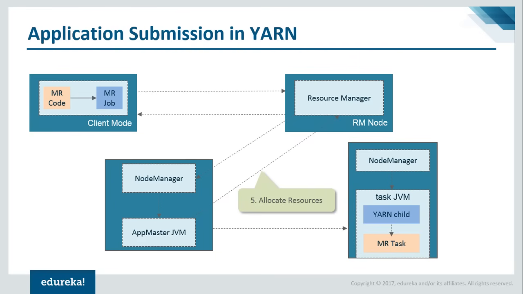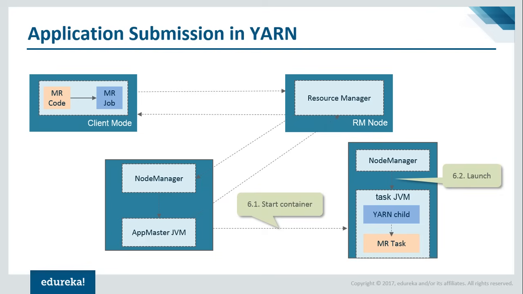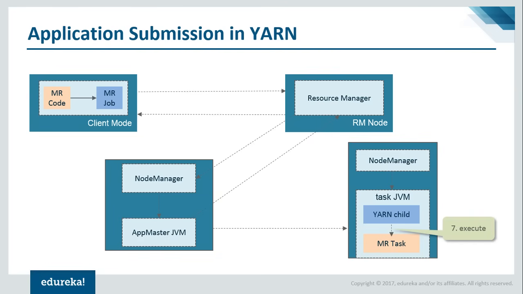So its main responsibility is to negotiate for appropriate resources, the containers, from the resource manager, track their status and monitor the progress of the jobs. After the app master requests the resources required to execute the job, the resource manager provides them. Then the container is started, and finally your job is executed. So this is how exactly it works.